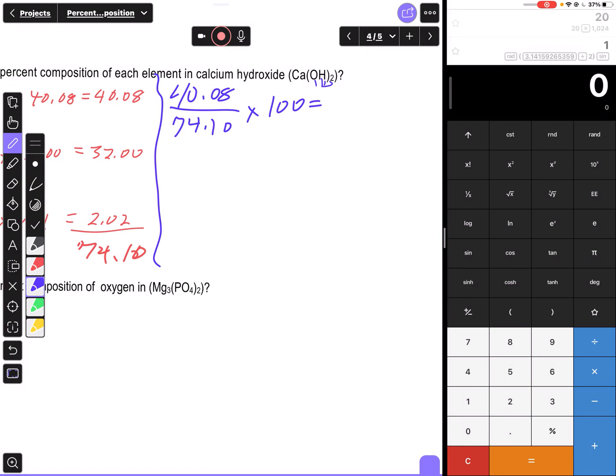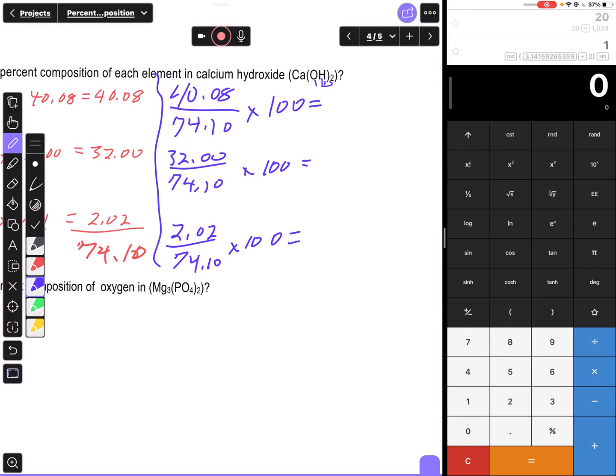For the oxygen, it's going to be 32.00 divided by the total, which is 74.10. Multiply that by 100. And then for hydrogen, 2.02 divided by 74.10, multiplied by 100 to get a percent. And I'll do the math.